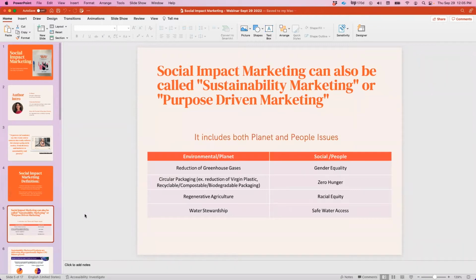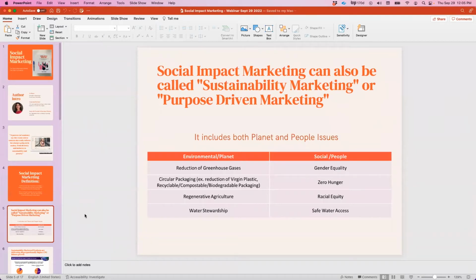And on the planet side, on the environmental side, we're talking about how brands can communicate with their consumers around reduction of greenhouse gases, circular packaging, so looking at recyclable, compostable, or biodegradable packaging. We're talking about regenerative agriculture, water stewardship.